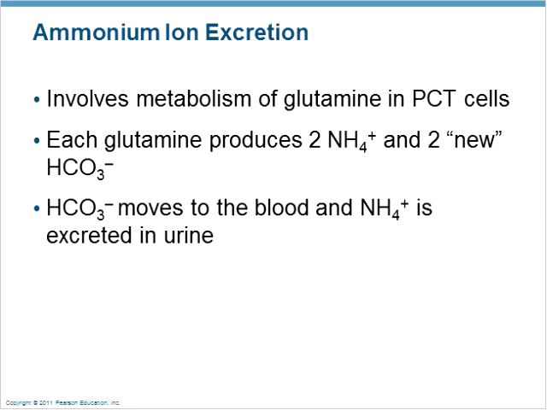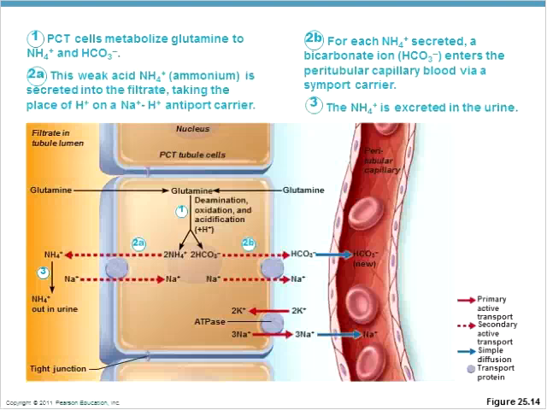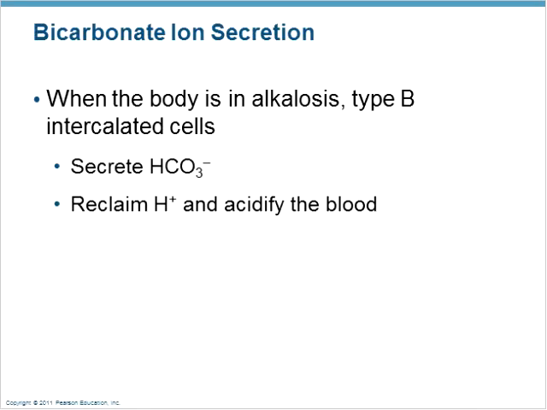Ammonium ion excretion involves metabolism of glutamine in the proximal convoluted tubule cells. Each glutamine produces two NH4s and two new bicarbs. The bicarb moves to the blood, and NH4 is excreted in the urine. And this takes you again to that same process.